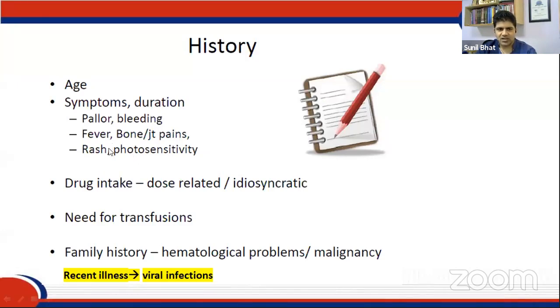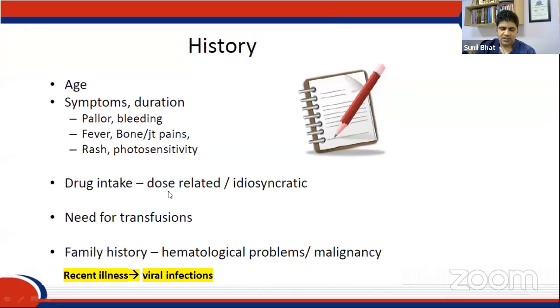Duration of symptoms and what symptoms they are having: pallor, bleeding. There can be fever for a long duration, which may suggest an infective cause or sometimes a malignant cause. Bone and joint pains are very common in malignancies, especially leukemias, and also in collagen vascular disorders. Rash, photosensitivity, again, manifestations of collagen vascular disorders. So it's very important to take a very detailed history.